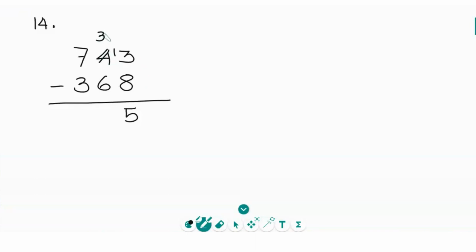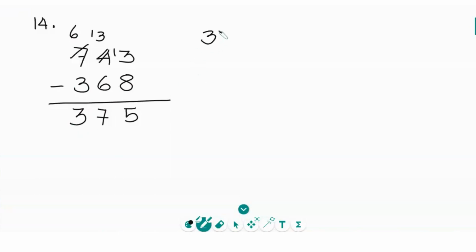Now we have here 3 minus 6. Well, 3 is smaller than 6, so 3 becomes 13, and 7 becomes 6. 13 minus 6 is 7. Now let's check. 7 plus 6 will give us 13. Now 6 minus 3, that will give us 3. So let's check our answer.